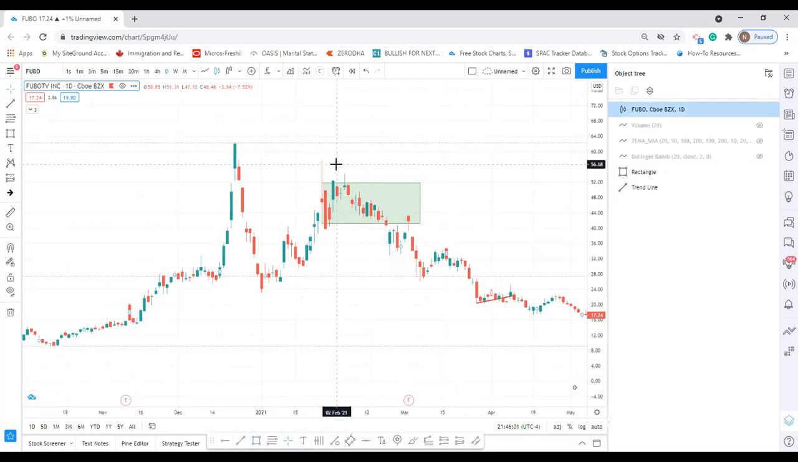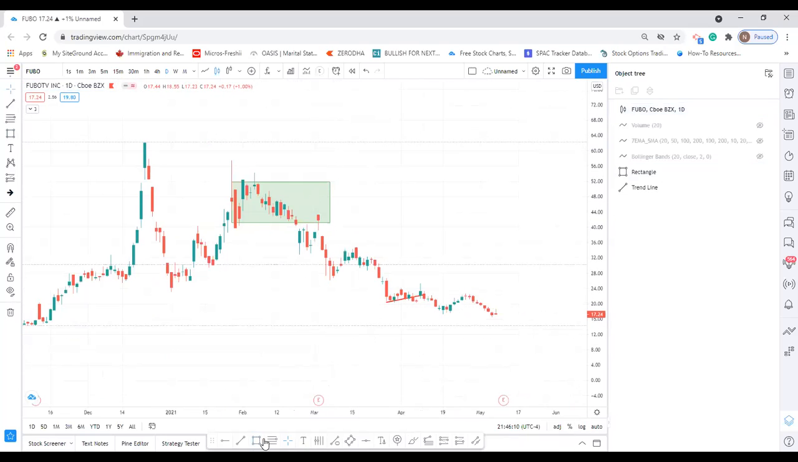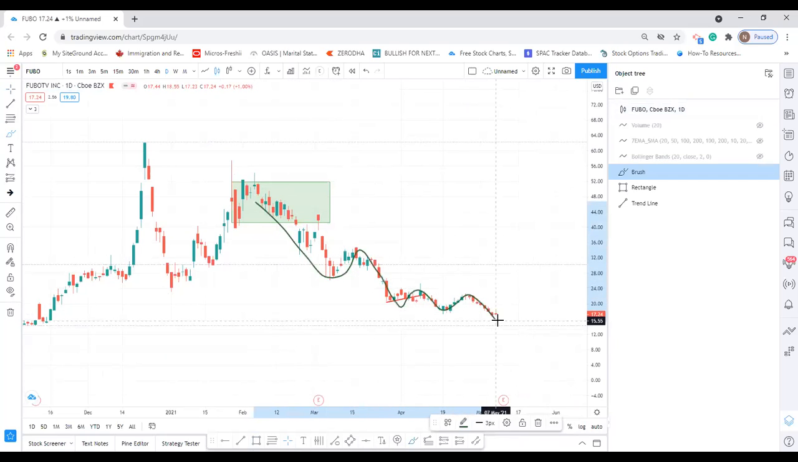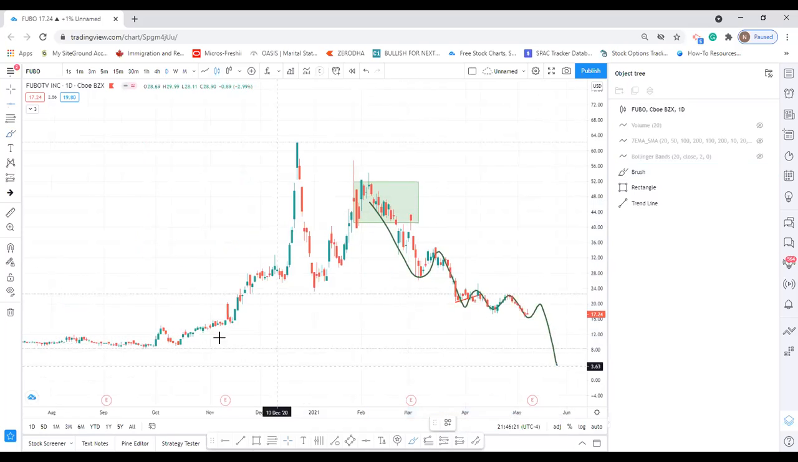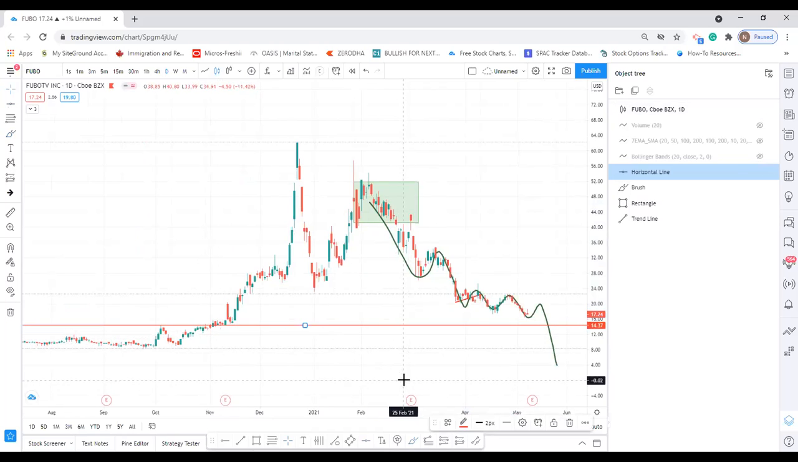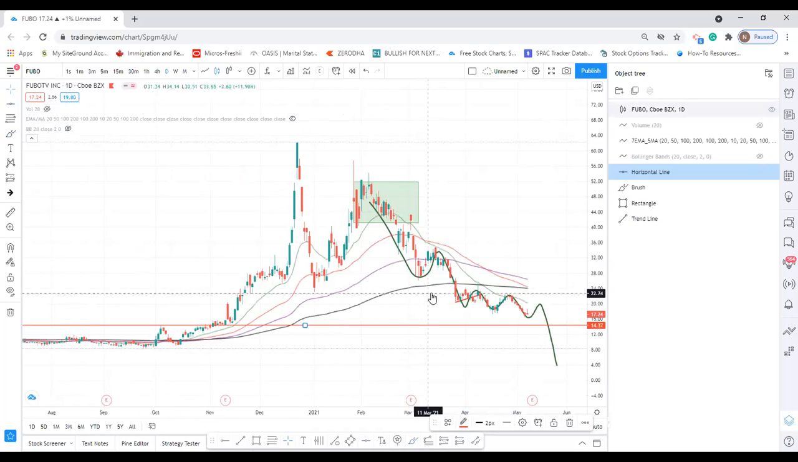The second time it tried to make a move up, it didn't cross the all time high. That means there is something wrong. And after that one, if you see, it's making lower highs, lower lows, lower highs, lower lows. It will make a high and then fall again. So probably $13 or $14 something will come for Fubo.